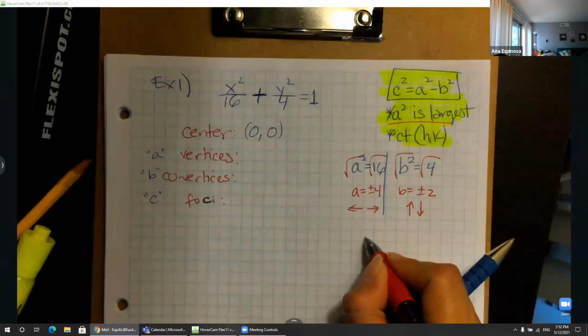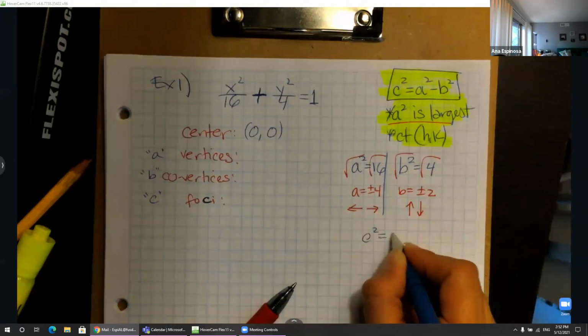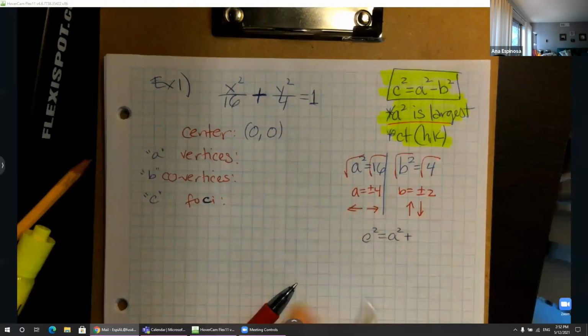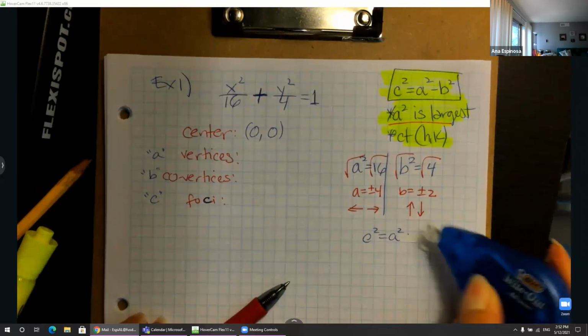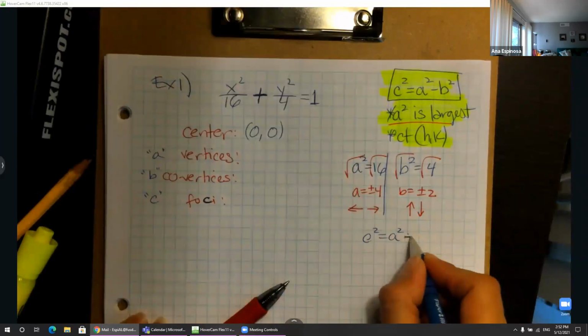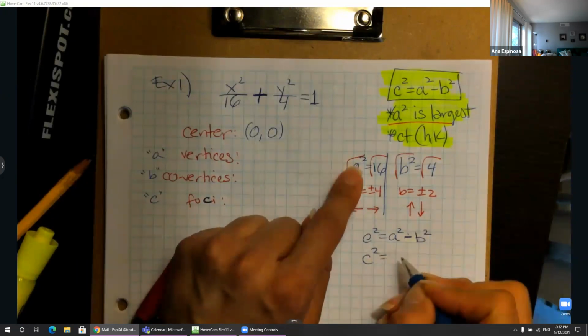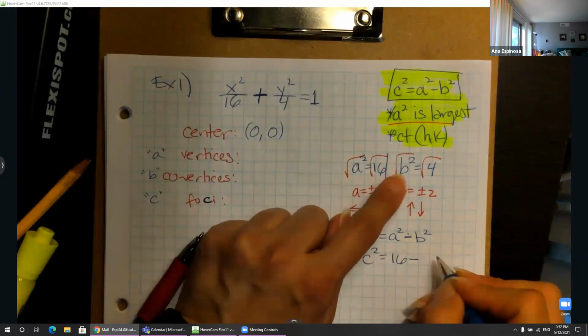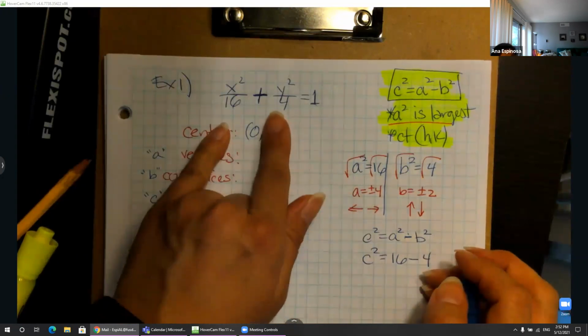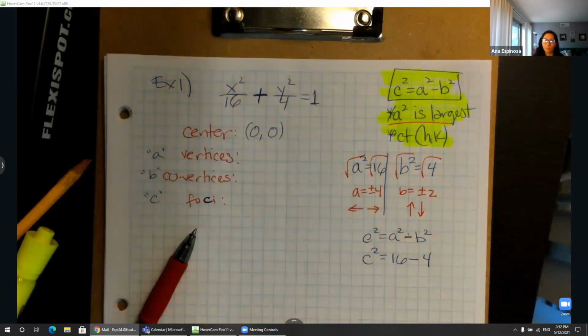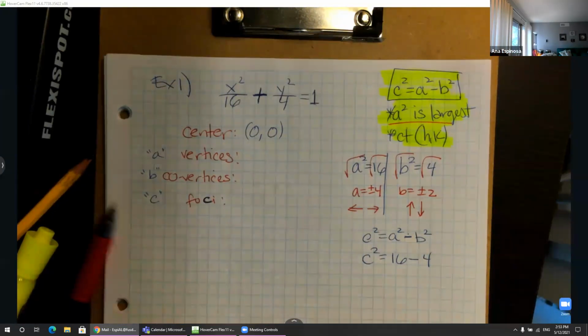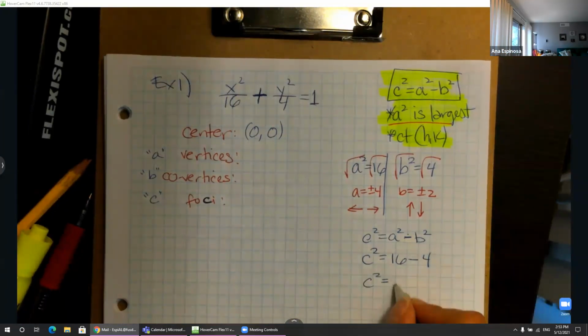Let's find C. C squared equals A squared plus, oh, not plus, I'm sorry, minus B squared. Okay, so A squared, I already know is 16. B squared, I already know it's 4. So basically you subtract your denominators, okay? If you wanted to plug in back the A and plug in back the B, go for it. It's just very time consuming. So you get 12.